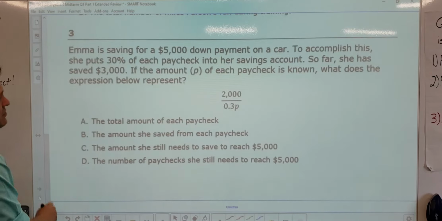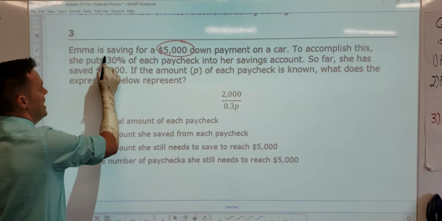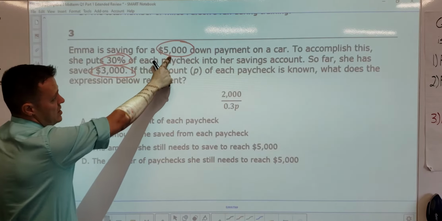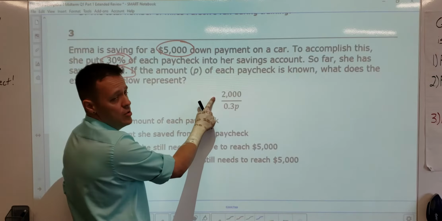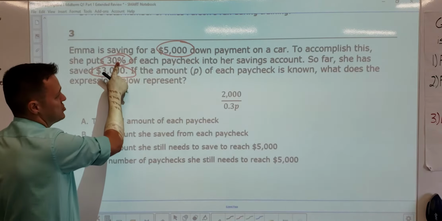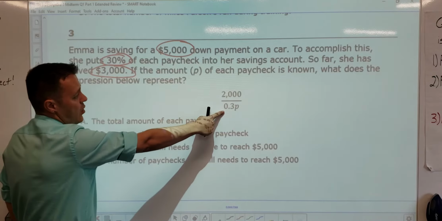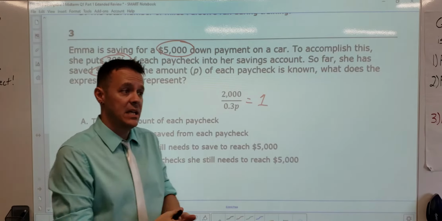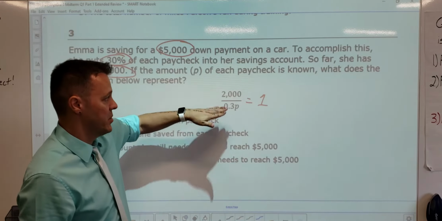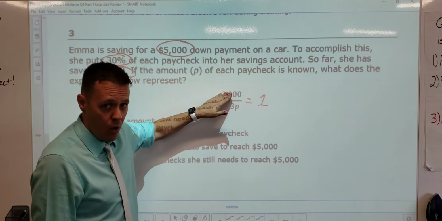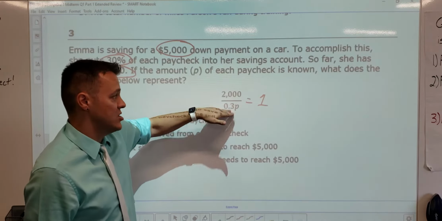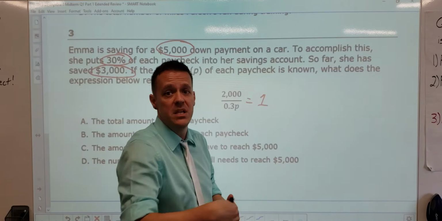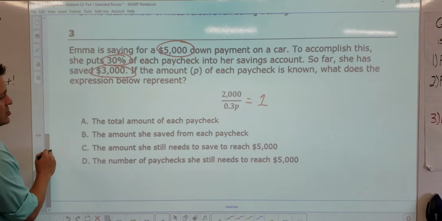Number 3, Emma is saving. So here are our dollar amounts, 5, 30%, and 5,000. She needs to save 5. She saved 3. That's where this 2,000 comes from. Now, what she's trying to do is put 30% of each paycheck away. And she wants to make this equal to 1 because she's trying to make it an even number. If she wants to save 2,000 and that's her goal, then she's putting the equation over like this, so we want it to equal 1, right? Anything less than 1 means she hasn't saved up enough. Anything above 1 means she's saved more than enough. So that's her main goal.